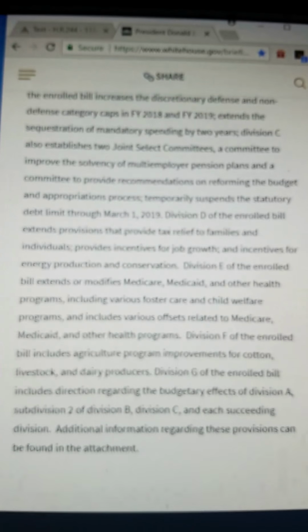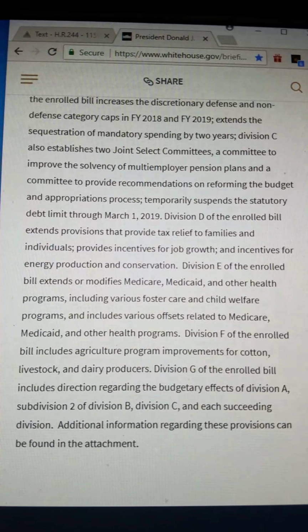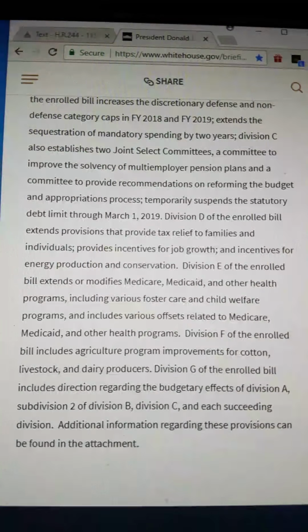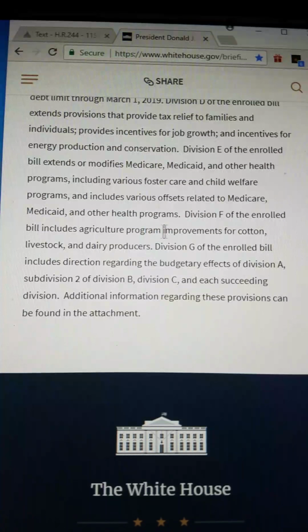Division E of the enrolled bill extends or modifies Medicare, Medicaid, and other health programs, including various foster care and child welfare programs, and includes various offsets related to Medicare, Medicaid, and other health programs. Division F of the enrolled bill includes agricultural programs improvements for cotton, livestock, and dairy producers.